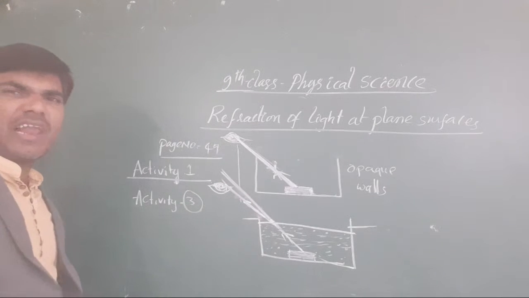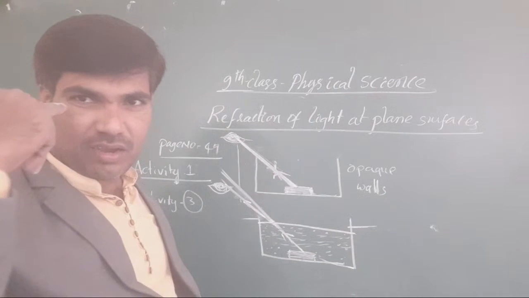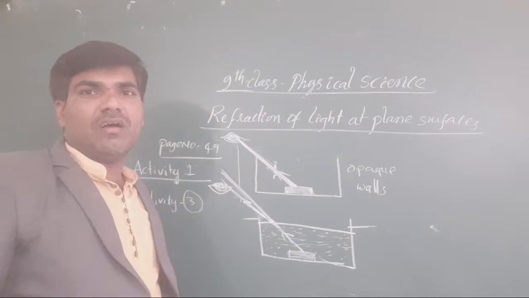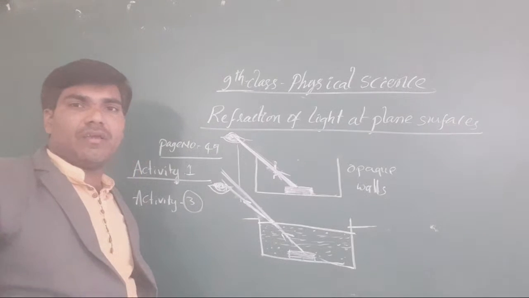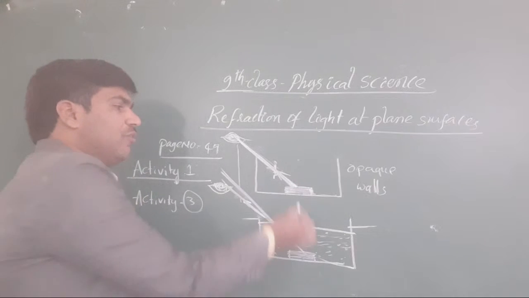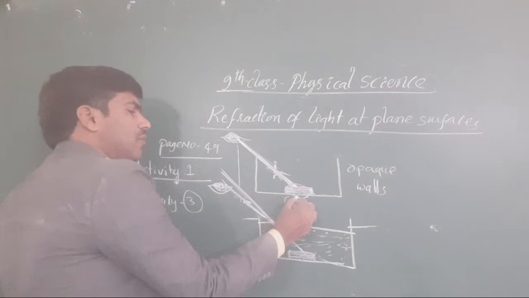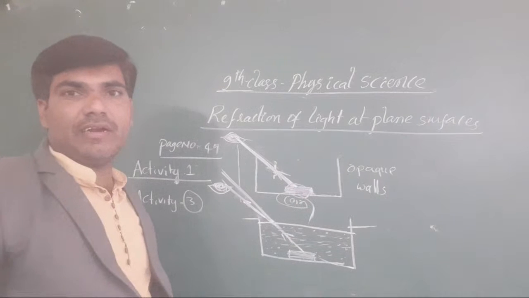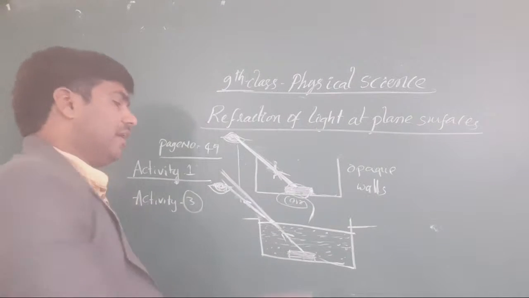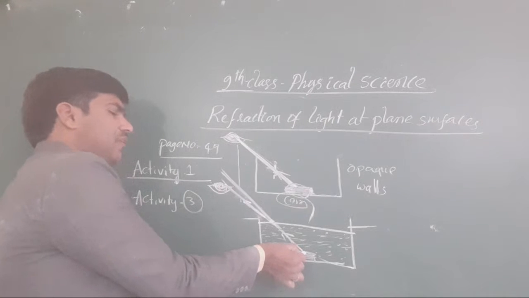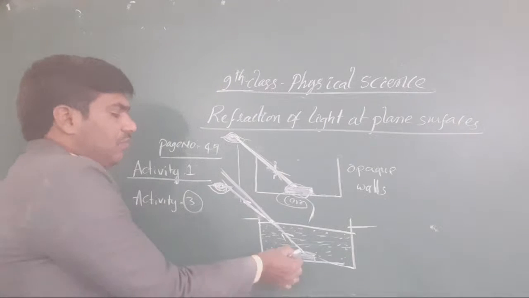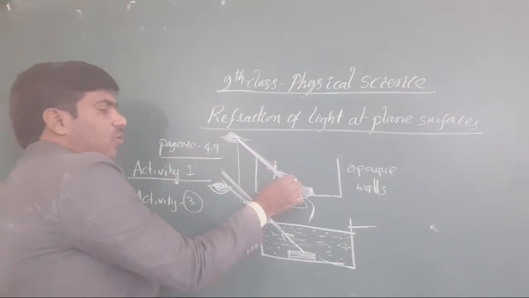Actually, are the light rays coming from our eye for observation of it? No, they are not coming from the eye. They are coming from the coin. The light rays are coming from the coin, and after being illuminated, they move in a straight line without the water.